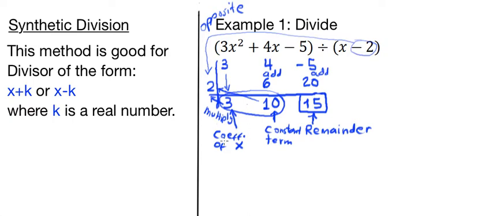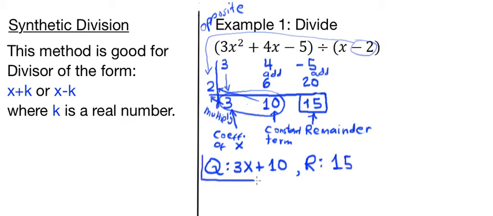So what's going to be the answer then for this division? Quotient Q will be 3x plus the constant term 10, and the remainder should be just the number 15. So there we have the answer: (3x plus 10) quotient, remainder 15.